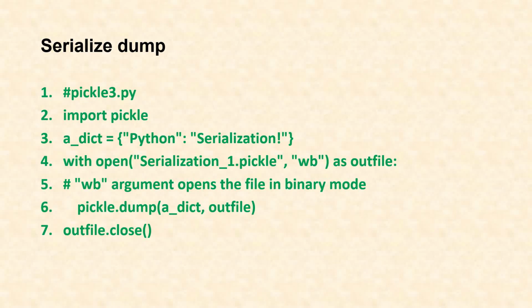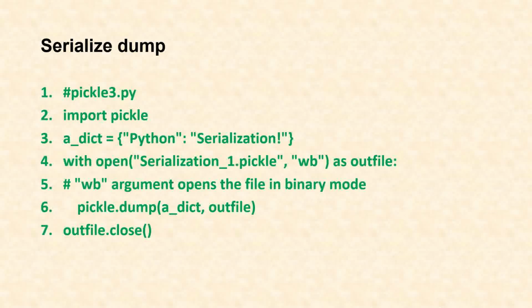This is an example of a Python library for serialization. First, import the pickle module, then create a complex structure. Here I have used a dictionary structure with key Python and value serialization and assigned it to a variable a_dic. Then I have opened a binary file in write mode.